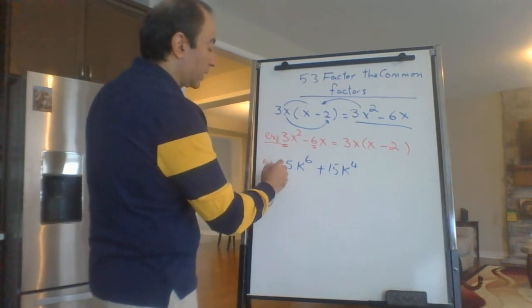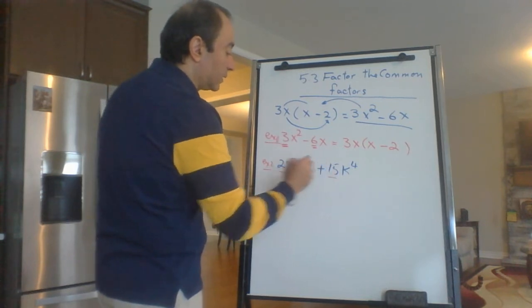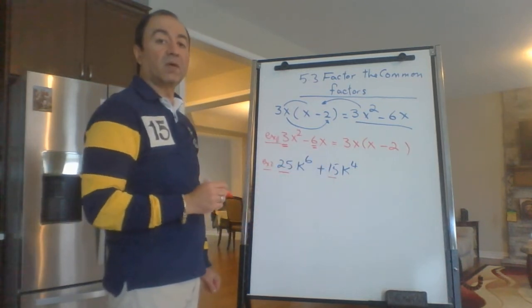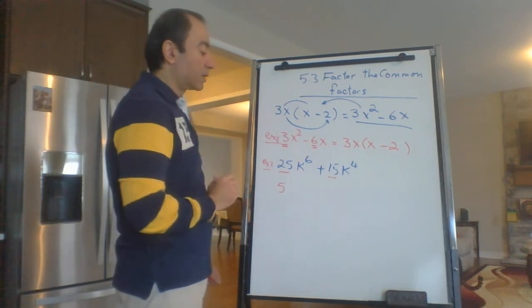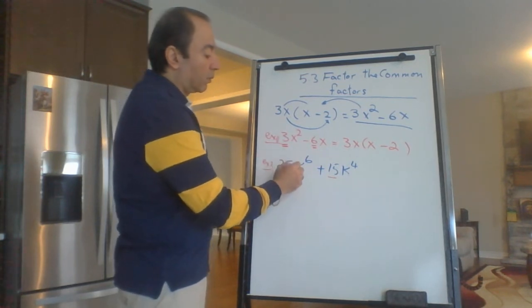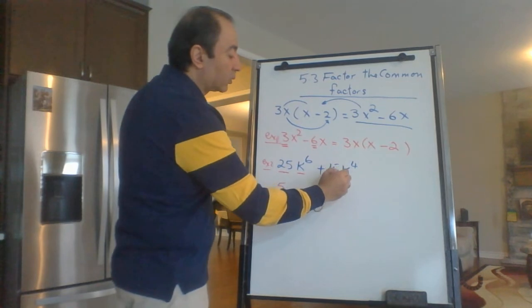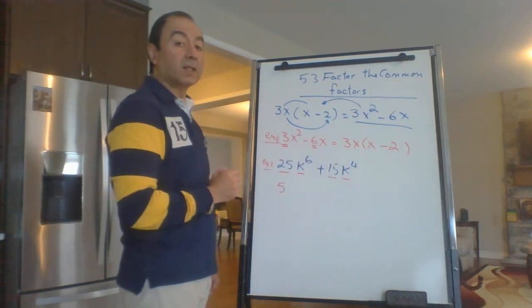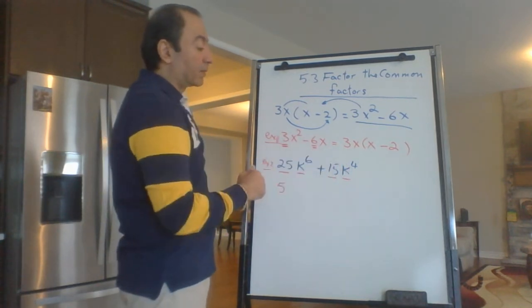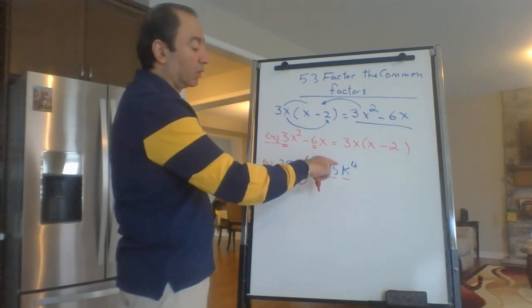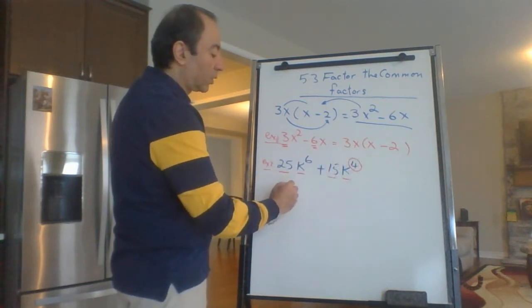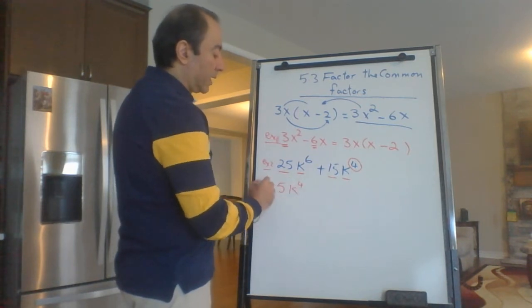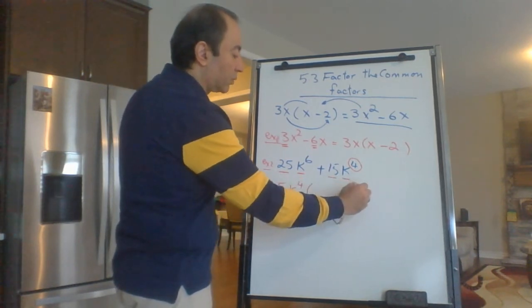Now, we look at 25 and 15. What is the highest number that can divide both of them? 5. So 5 is common. K to the power of 6 and k to the power of 4. What is the highest term that divides both of them? Always the one with the lower exponent. So k to the power of 4. Now, we are going to see what will be inside.